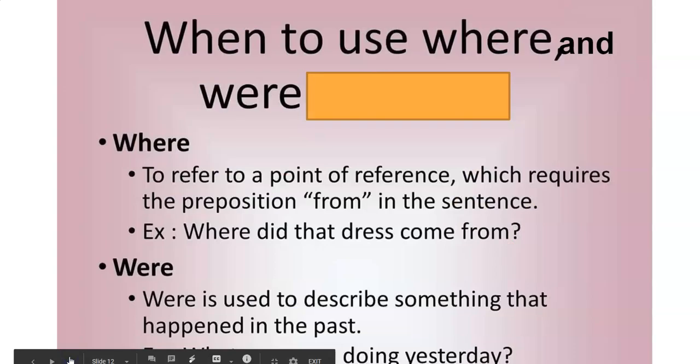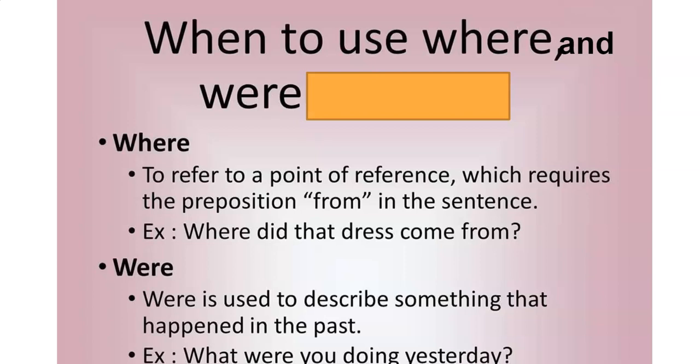All right, when to use where and were. So where refers to a point of reference, which is a preposition in the sentence. Where did that dress come from? So you want to tell somebody where it came from. That would be the place. And then were is used to describe something that happened in the past. What were you doing yesterday?